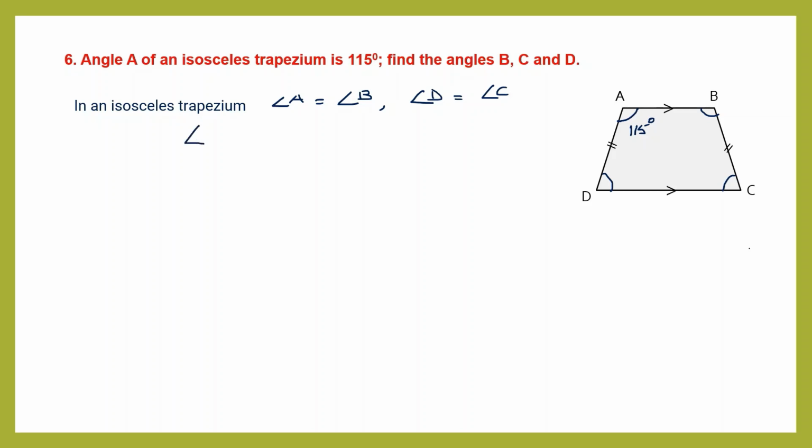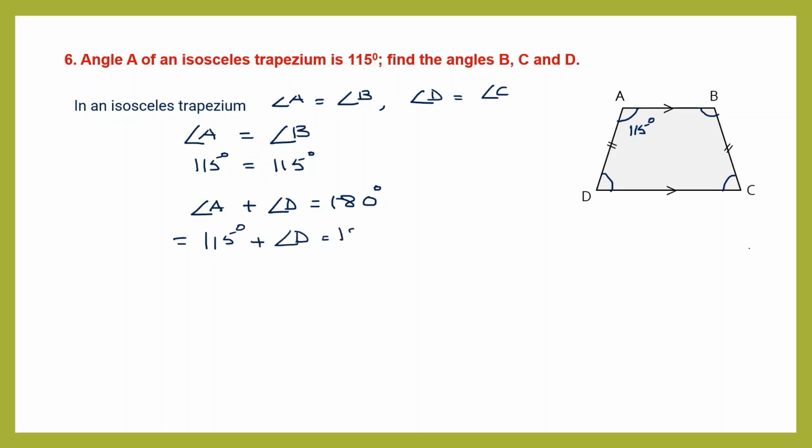So the first thing is angle A is equal to angle B because it's an isosceles trapezium. And angle A we know is 115 degrees. So angle B is also 115 degrees. So we found angle B. Now we need to find angles D and C. Now angle A plus angle D, they are co-interior angles. They will be equal to 180 degrees. So angle A is 115 degrees plus angle D is what we are going to find out. Together they are 180 degrees. So let's find angle D.